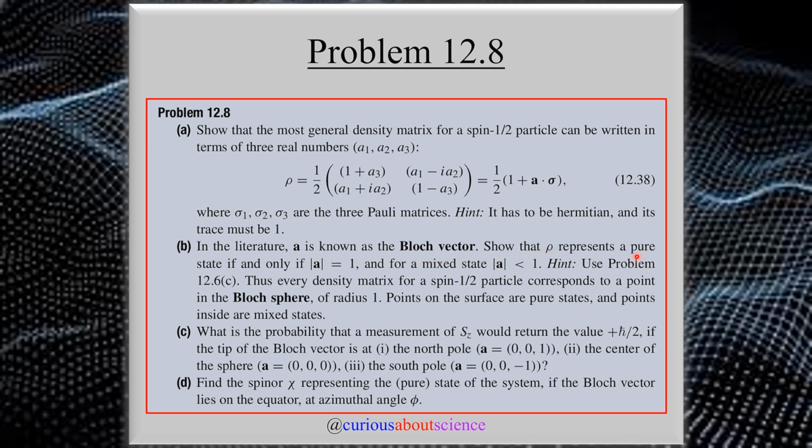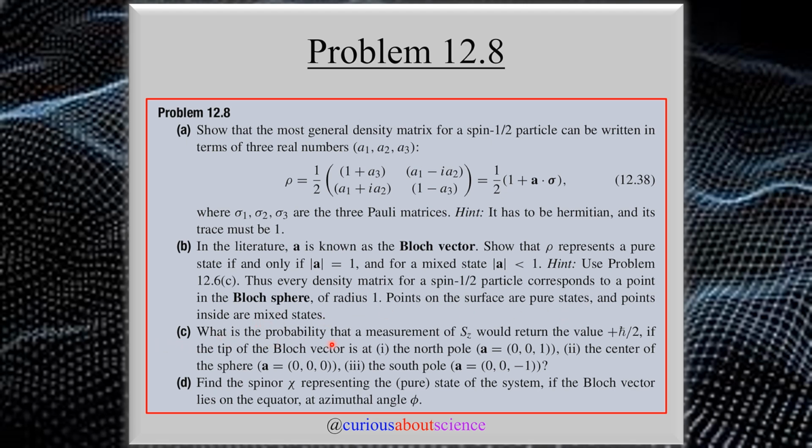Show that rho represents a pure state if and only if the magnitude of A equals 1, and for a mixed state, the magnitude of A is less than 1. Hint, use problem 12.6c. Thus every density matrix for a spin-1/2 particle corresponds to a point in the Bloch sphere, so darn cool, of radius 1. Points on the surface are pure states and points on the inside are mixed states.